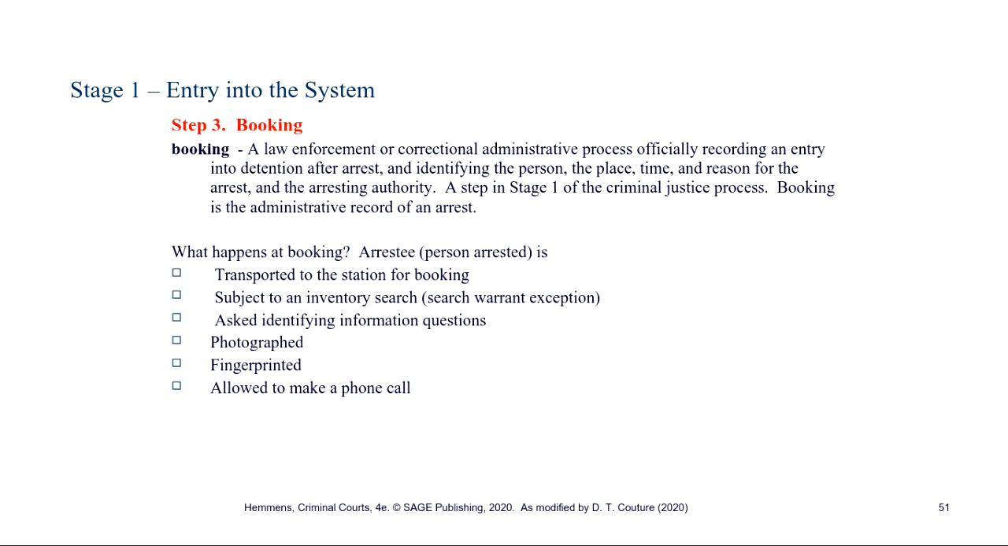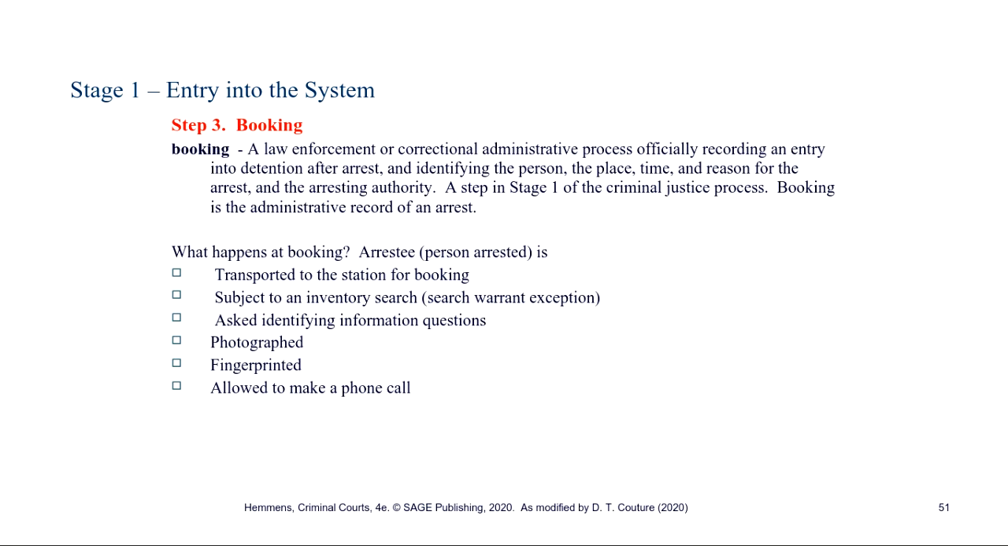Okay, booking. Booking happens again in stage 1, but it's step 3. This is always done by law enforcement, federal, state, or local. It's creating an administrative record, a formal public document indicating that the government, federal, state, or local, depending upon which law enforcement agency executed the arrest, has a record of taking someone's freedom and liberty away, and who they are. That person is going to be subject to an inventory search, which is a search warrant exception.